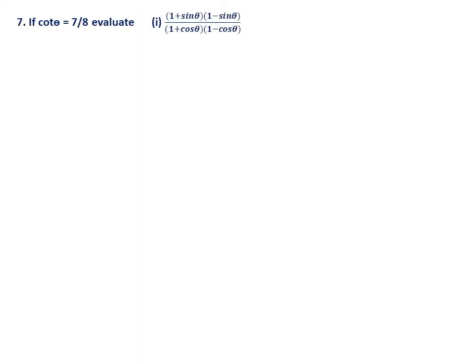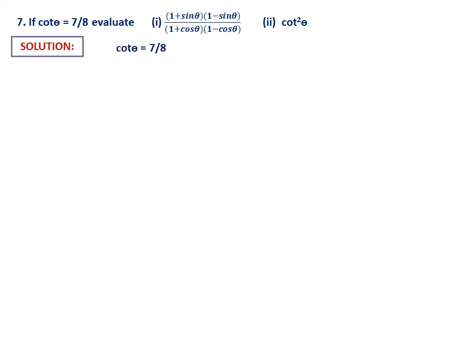Question 7. If cot theta equal to 7 by 8, evaluate. The first part is (1 plus sin theta) into (1 minus sin theta) divided by (1 plus cos theta) into (1 minus cos theta). The second part is cot square theta. There is a very interesting relation. Both are equal actually, that we are going to see.